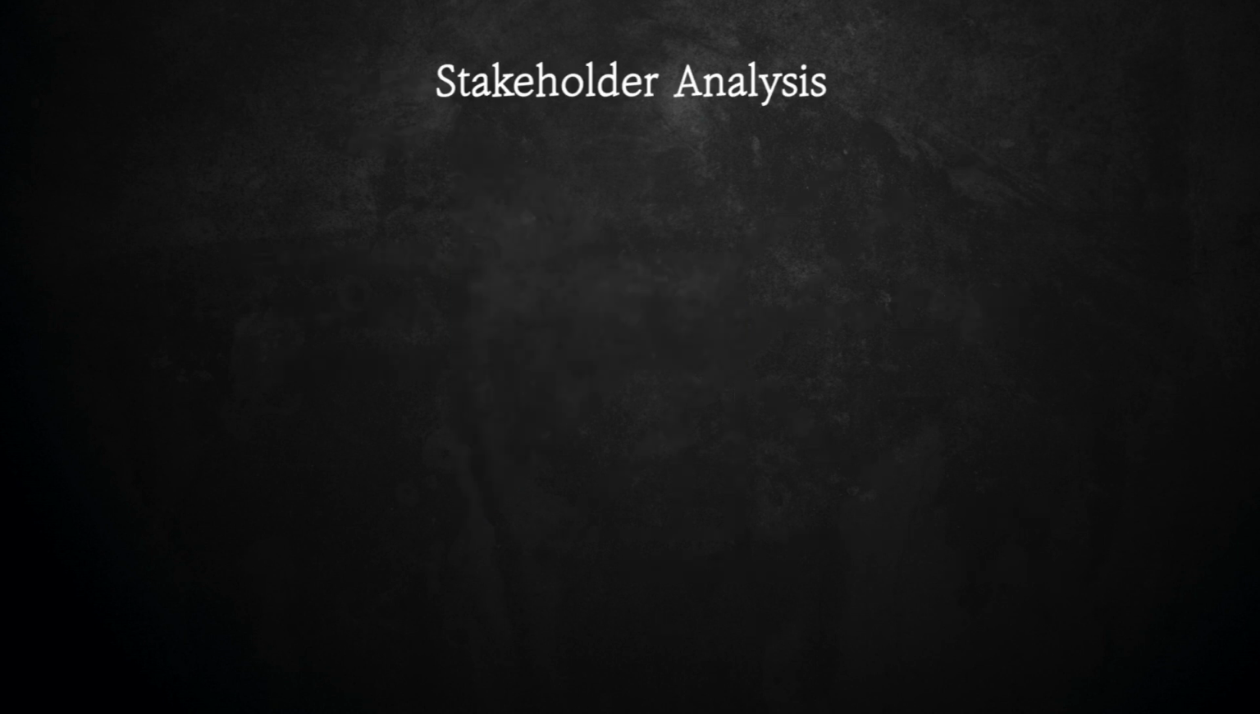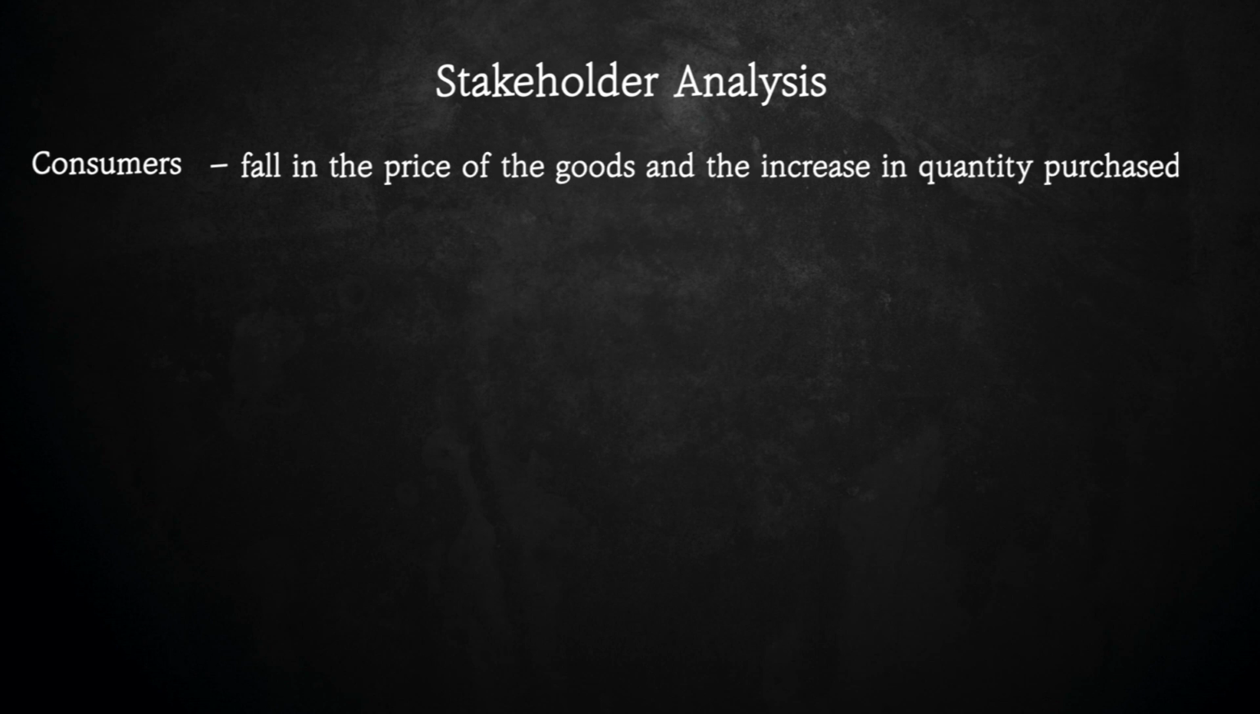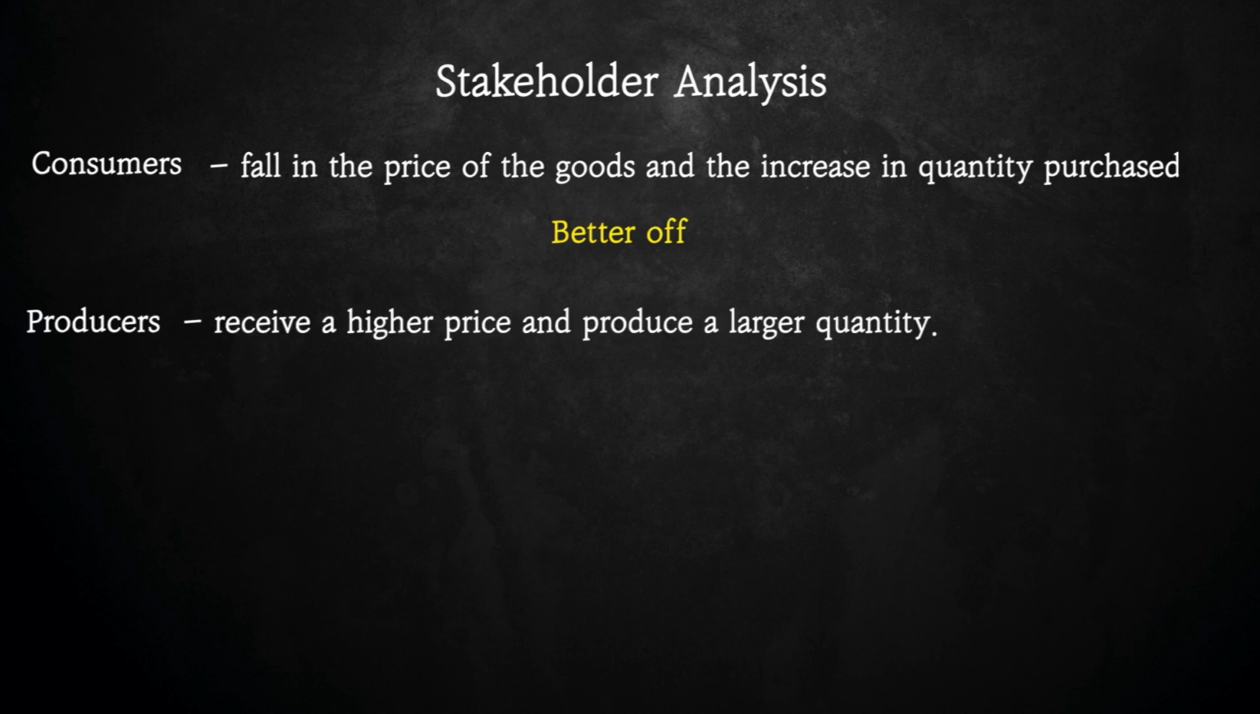So let's get into stakeholder analysis. Consumers are affected by the fall in the price of the goods and the increase in the quantity purchased. Both these changes make them better off. Producers are also better off because they receive a higher price and produce a larger quantity. The price and quantity effects translate into increases in revenues.